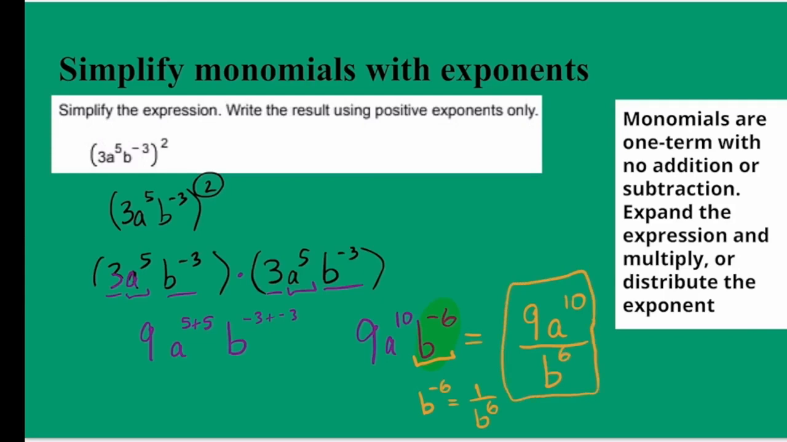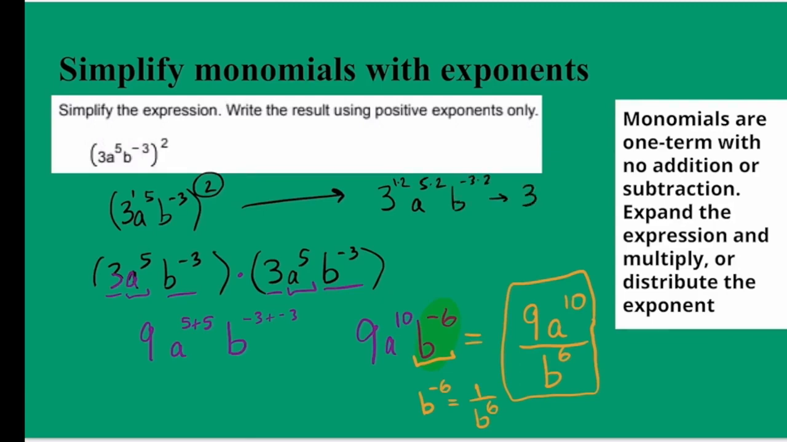Now there is a quicker way of getting from the problem to the answer, and that's by distributing the exponent. So another option, you could take that exponent and distribute it. The only issue is some people forget that when you distribute, it has to multiply everything. So that 3 has an exponent of 1. So it would be 1 times 2. The exponent of the a, 5, would be multiplied by 2, and the b would also be multiplied by 2.